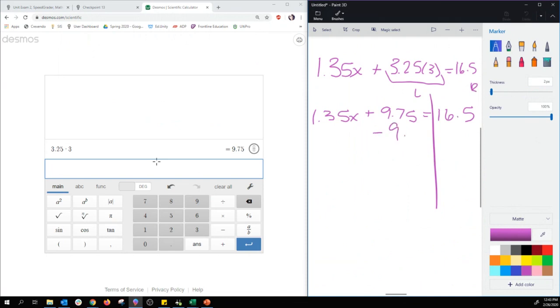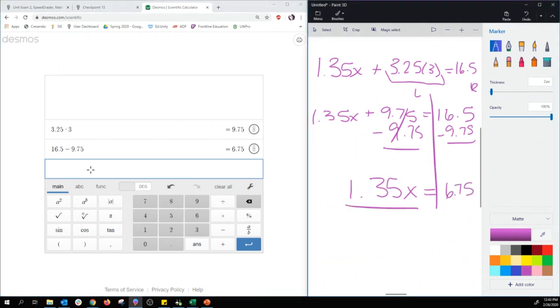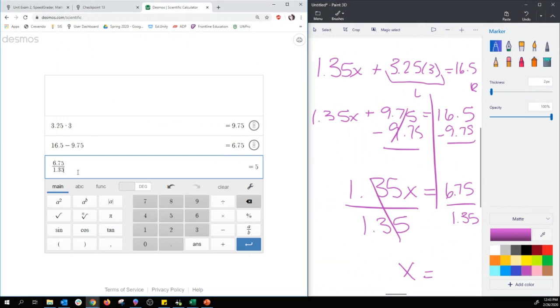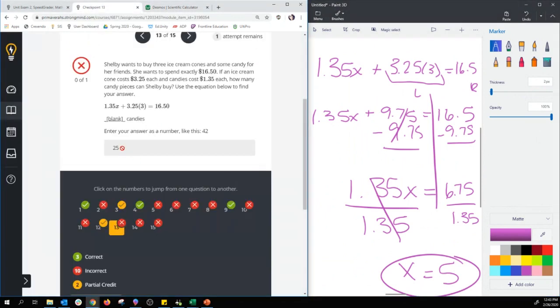So subtract 9.75 from both sides. I get 1.35x, and that's equal to 16.5 minus 9.75, which gives me 6.75. Divide both sides. And that tells me my final answer, which is 5. So for this one here, your final answer would be 5.